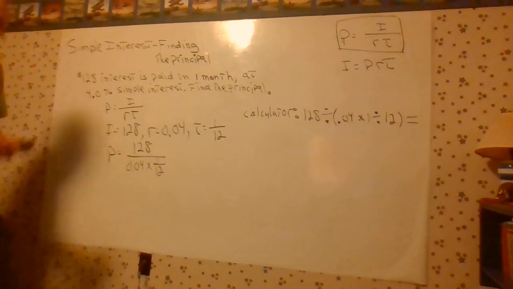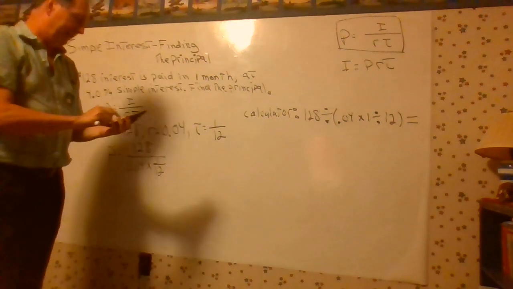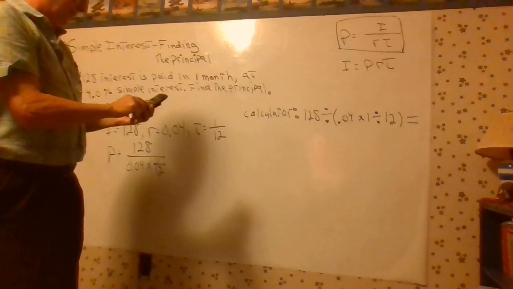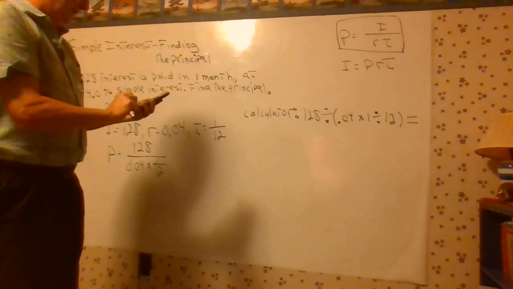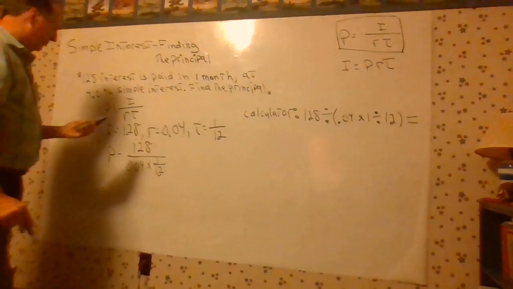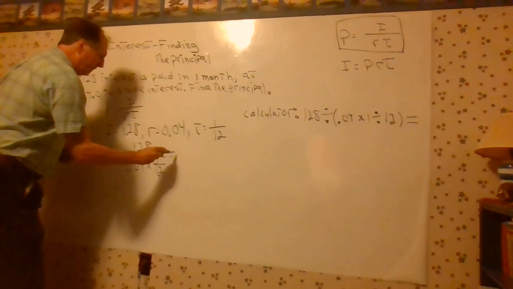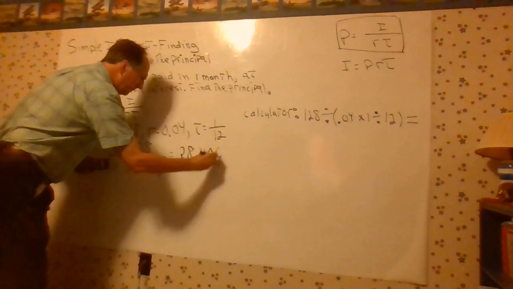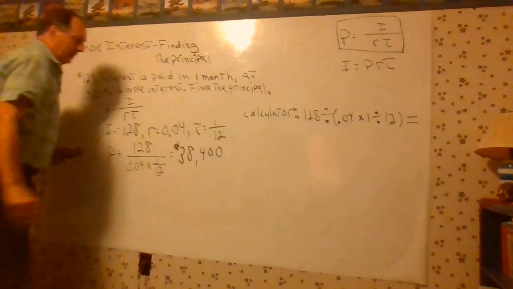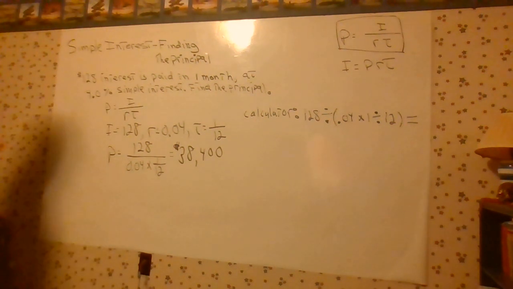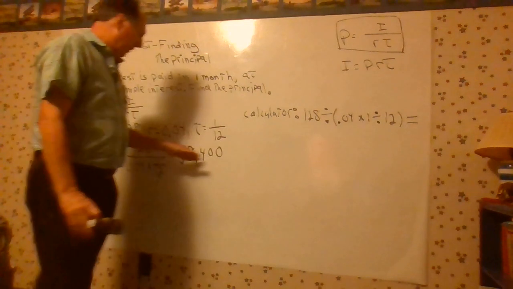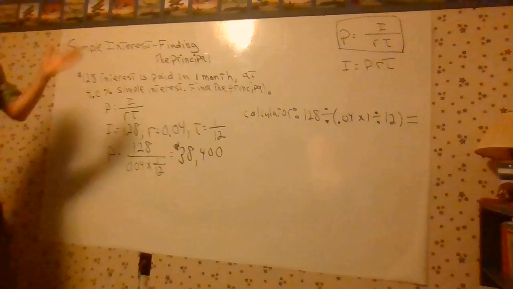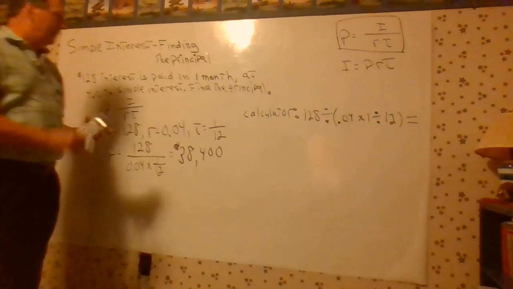Now, as far as an answer, let me get my calculator out. 128 divided by parenthesis 0.04. And I have 38,400. That would be the outstanding principal, how much you owe, roughly a payoff figure. Call the bank, send them a check for 38,400. Your loan's paid off. So here's a second example.